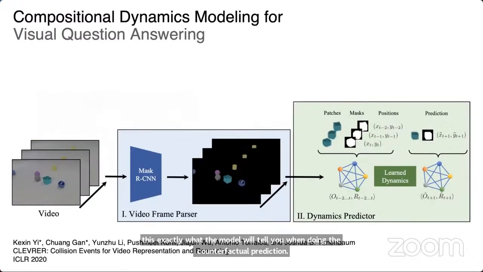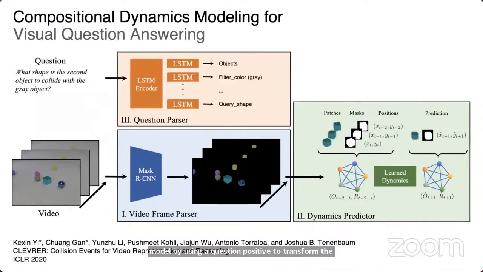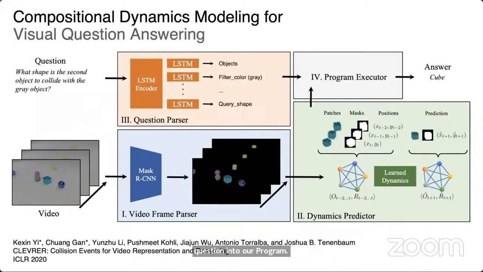Next, we employ a neurosymbolic formulation of the model by using a question parser to transform the question into a program. And then we use a program executor that takes both the derived program and the predicted object trajectories as inputs, and then produces the answer. We have shown in our experiments that the neurosymbolic formulation sets the gold standard and outperforms many end-to-end baselines.